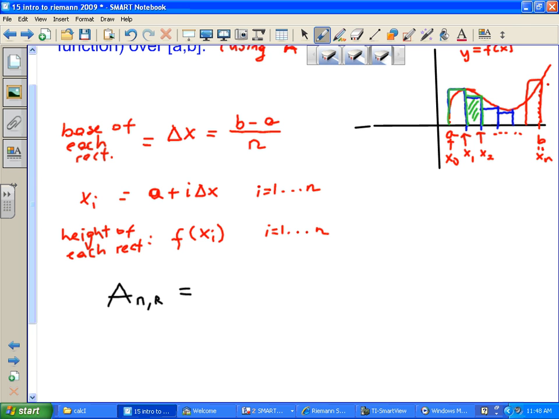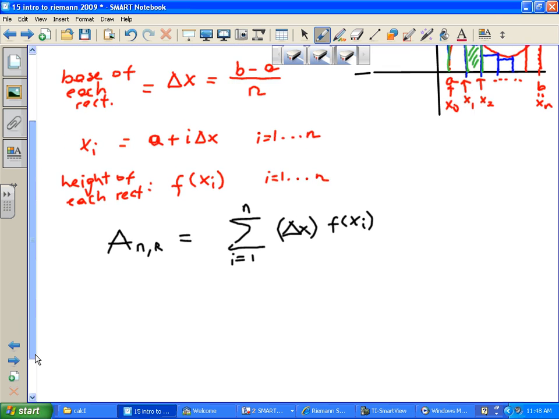Okay, so the area using n rectangles. We have to sum n areas of n rectangles, so that's i goes from 1 to n. In each case, I would need the base times the height. The base of each rectangle is delta x, and the height of each rectangle is f of x sub i, because we plug the partition points into the function to get the heights.